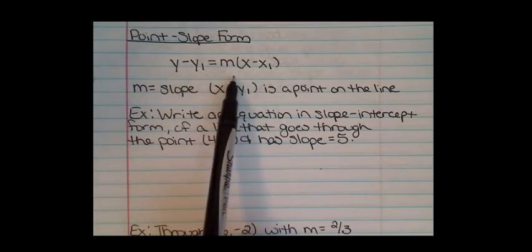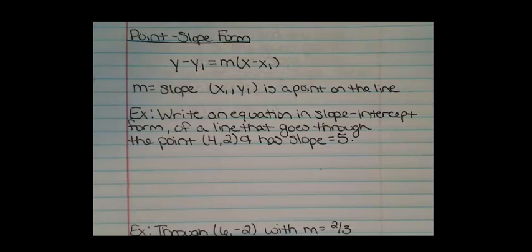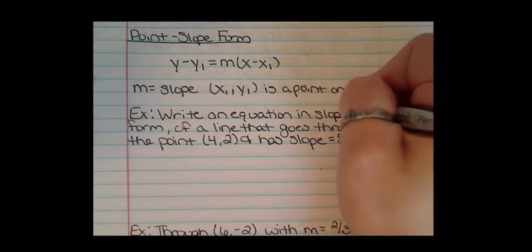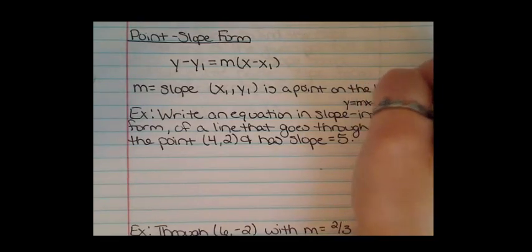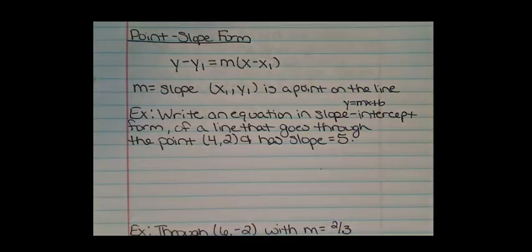And we're going to do an example. Actually, we're going to do 2, so you can kind of see how this works. So the example says, write the equation in slope-intercept form. So slope-intercept form is the y equals mx plus b of a line that goes through the point 4, 2 and has the slope of 5.